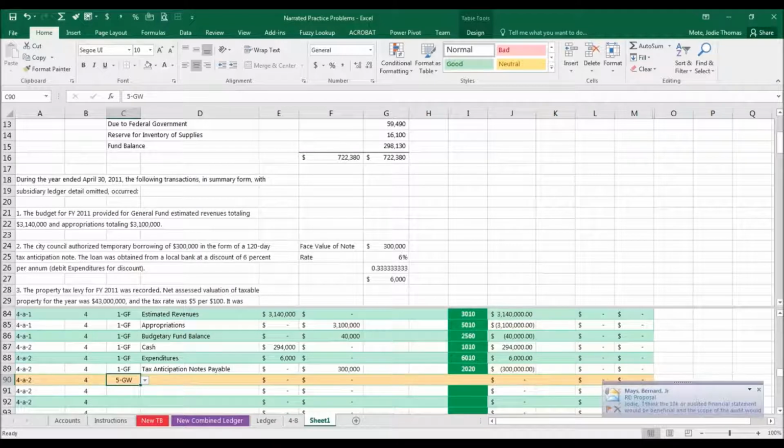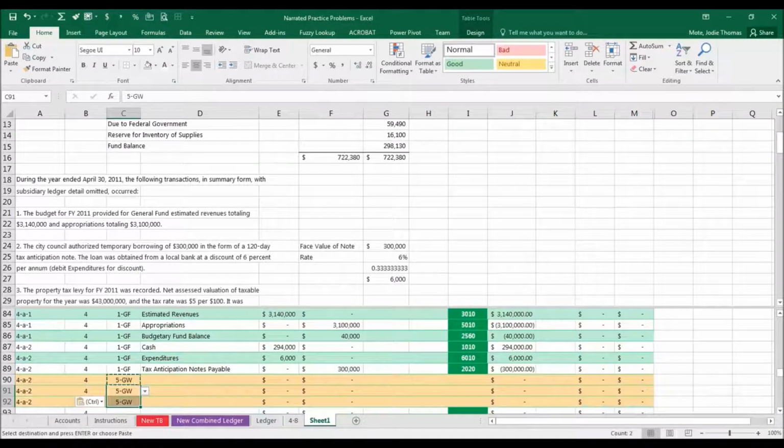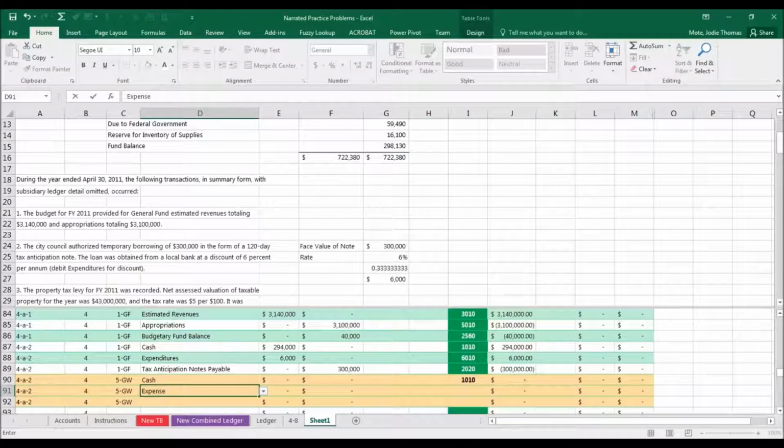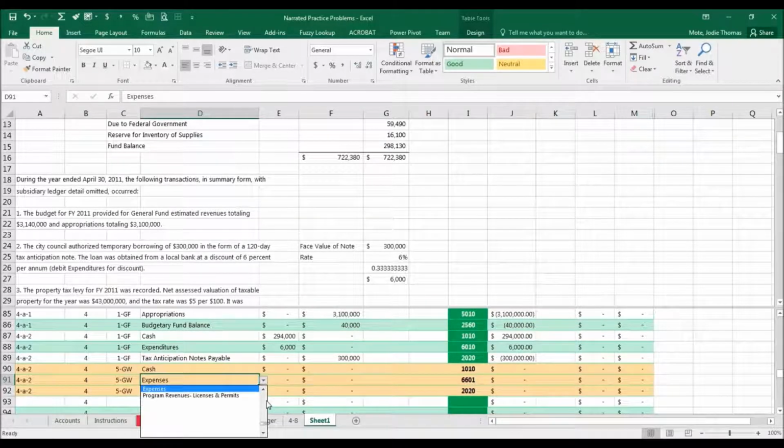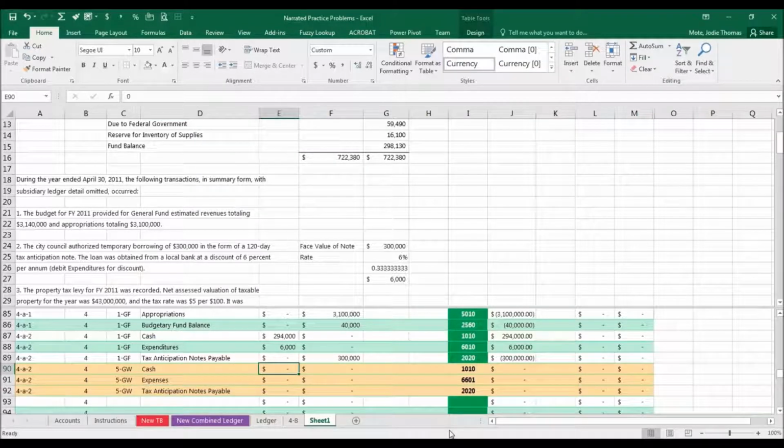You can see I've got the conditional formatting here to help differentiate entries that are made to the general fund versus the government-wide journal. So everything's going to look the same here, except for that line, expenses. It's going to hit some individual expenses instead of expenditures. If you didn't see the previous narrated problems, I tried to use the same account names with a few exceptions. Let's see if there's a better, more specific one here. I don't see one, so we'll just use what we're given here, a more general expenses account.